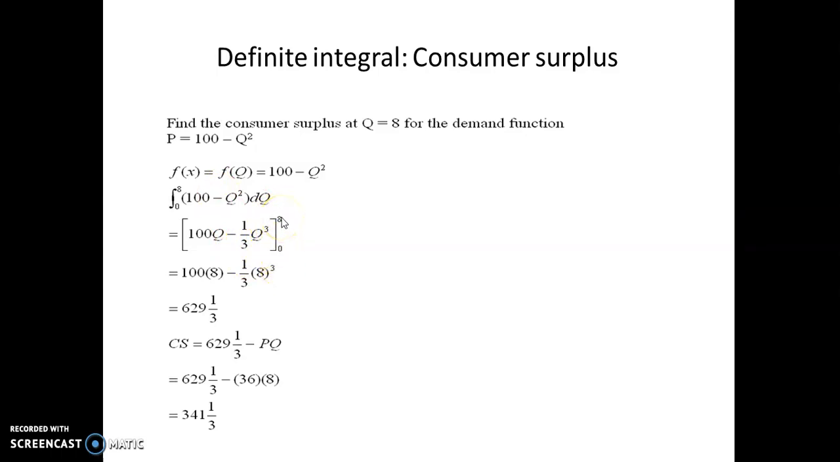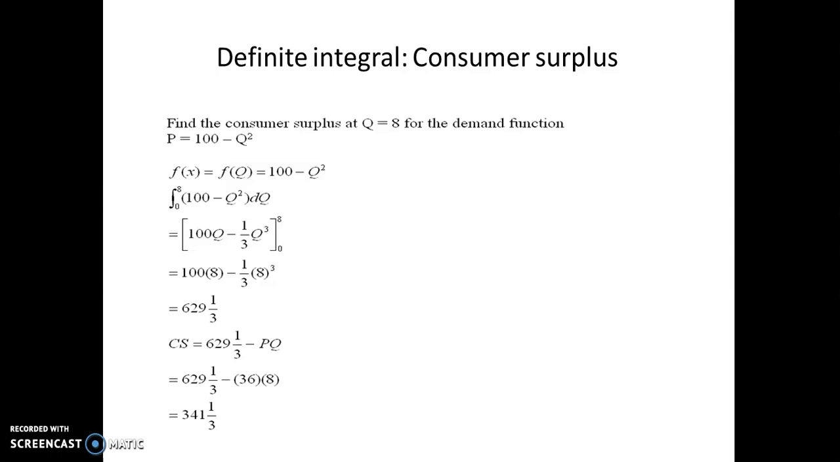So we say f of the upper limit minus f of the lower limit. So we first evaluate at the upper limit, which was 8. And of course, if you evaluate at the lower limit at 0, it would simply be minus 0. So therefore, this is your answer, 629 and a third. However, this gives you the entire area below that demand curve between the limits of 0 and 8.